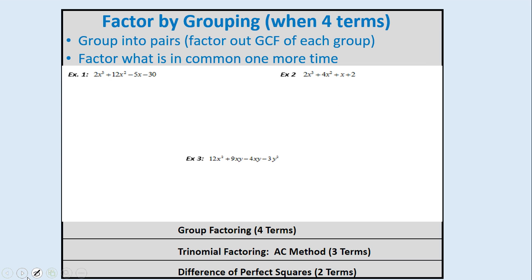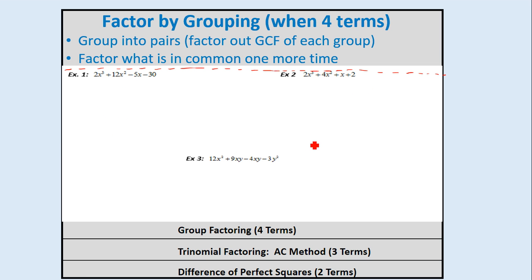So here are 3 examples. Again, maybe this is your fold line, or you can fit these 3 examples in there when you flip up that page. And this one we're going to do factor by grouping. And again, this is easily done when there are 4 terms. So 4 pieces make up each of these expressions.